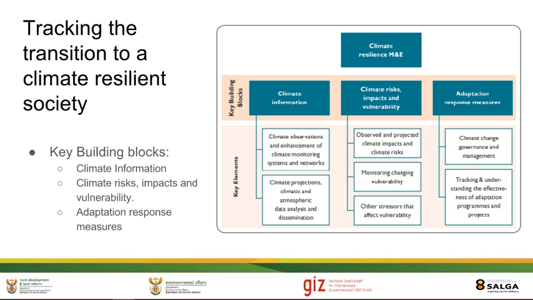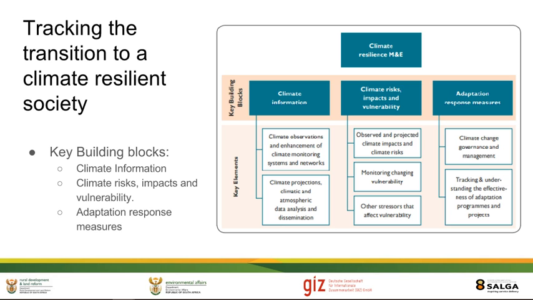South Africa's Climate Change Response M&E system identifies 3 building blocks to track the transition to a climate-resilient society. These include climate information, climate risks, impacts and vulnerability, and adaptation response measures. Each of these blocks has a set of key elements that identifies the type of monitoring and evaluation that is required for each block.